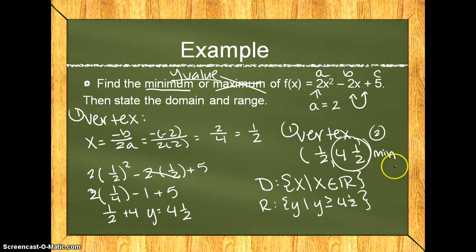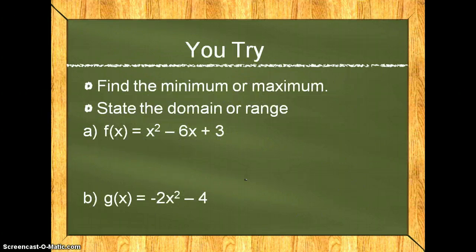Again, you need to watch out for all the different steps and make sure that you are paying attention to the minor little pieces of your vertex and making sure that you plug in things correctly. For your try, you're going to find the minimum or maximum and then state the domain and range for f of x is equal to x squared minus 6x plus 3 and g of x is equal to negative 2x squared minus 4. That is the end of this video.